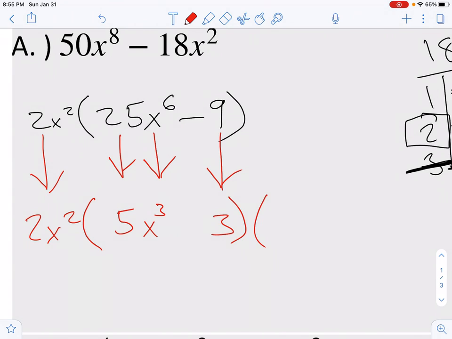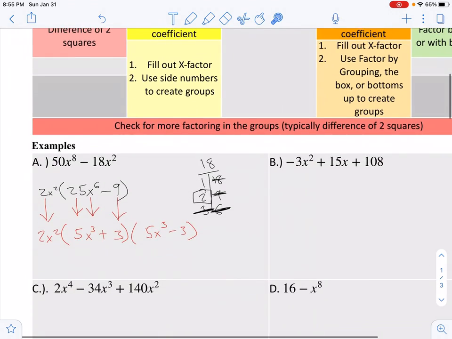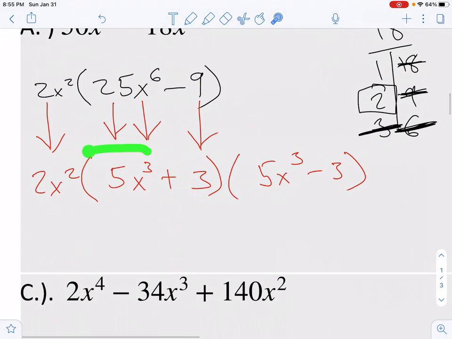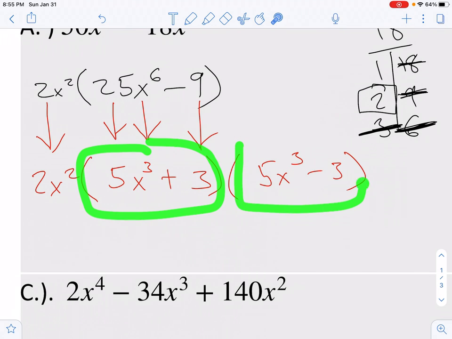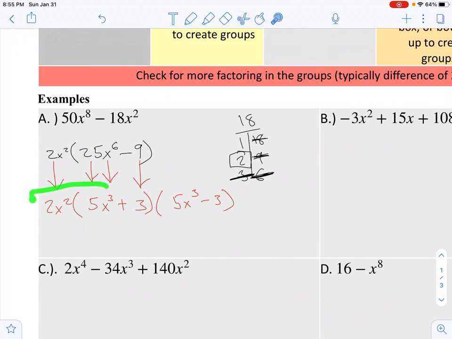And then remember, I do 2 sets, and I make 1 positive and 1 negative. So I did my difference of 2 squares. The last thing I'm going to do is check to make sure there's no more factoring. So I'm going to look at my groups and I'm going to say, can I factor these? Are there difference of 2 squares within these answers? And in this case, there's not, because I don't have perfect squares all the way across. And there has to be subtraction. So this would be the final answer.